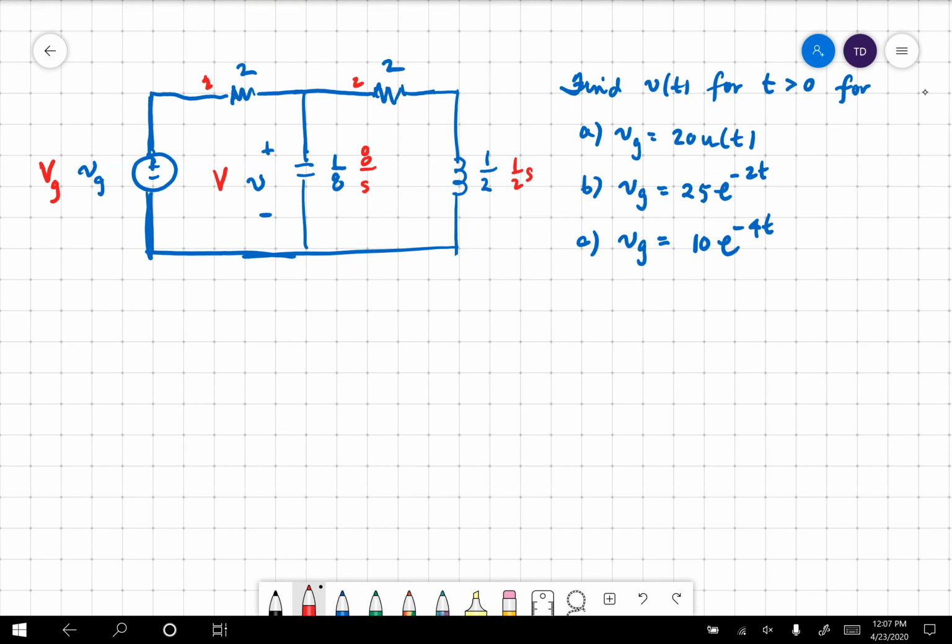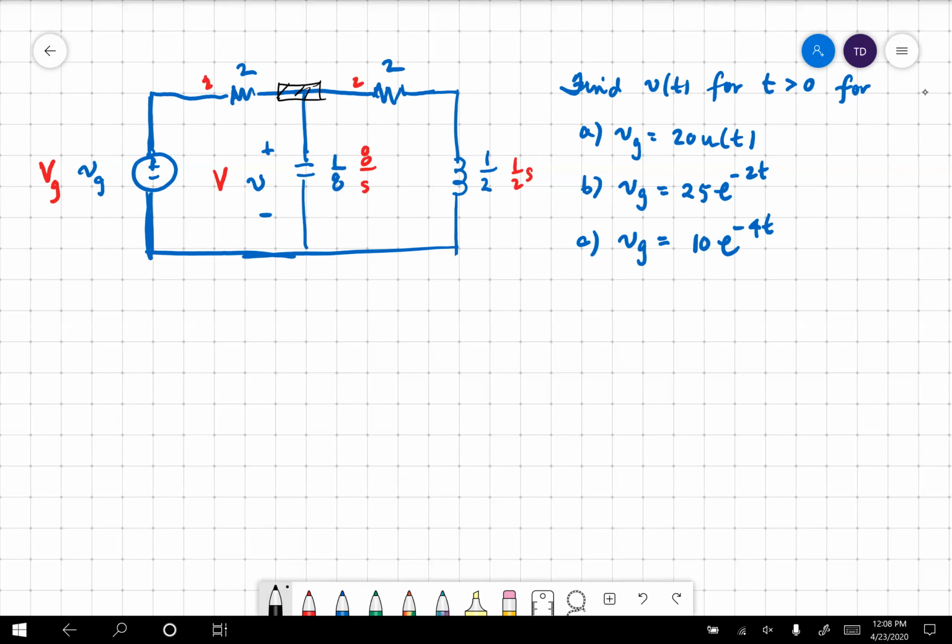Now what we have to decide is which methods do we want to use? Do we want to use mesh analysis? Do we want to use nodal analysis? Do we want to use source transformation? Do we want to use source conversions? Do we want to use series and parallel, et cetera? I am going to take the approach here of solving this circuit problem by just doing nodal analysis.